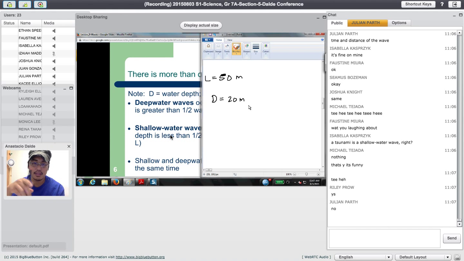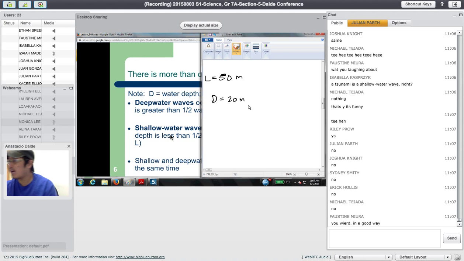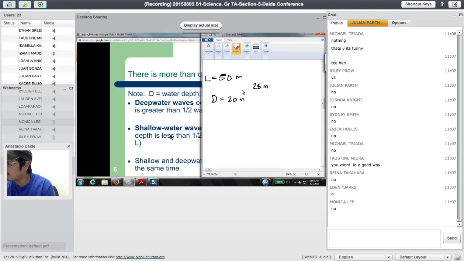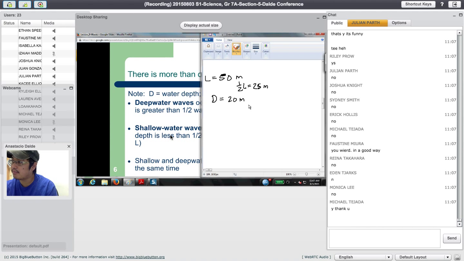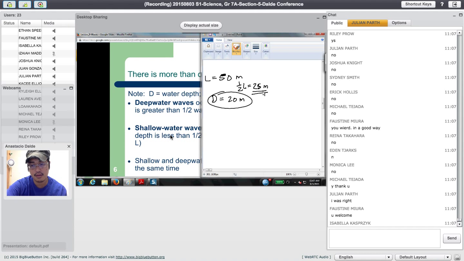No, it's not a deep water wave, because half of the length is 25, this would be 1/2 L. And your depth is not bigger than half of the length. So this is not a deep water wave. Does that make sense? All right.